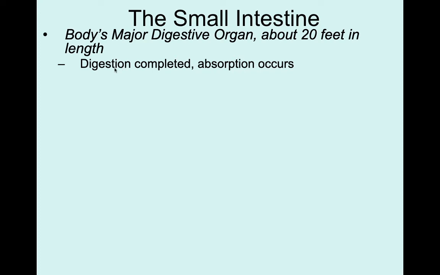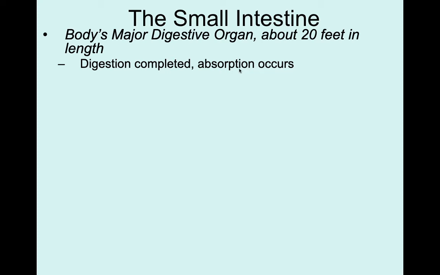Again, remember, a little bit of digestion happened in the mouth with the amylase digesting the carbs. A little bit of digestion happens in the stomach with the pepsin digesting the proteins. Most of the digestion, however, is completed in the small intestine. You will have your pancreas secreting digestive enzymes that digest lipids, proteins, and carbs. And then most of the absorption also happens in the small intestine.